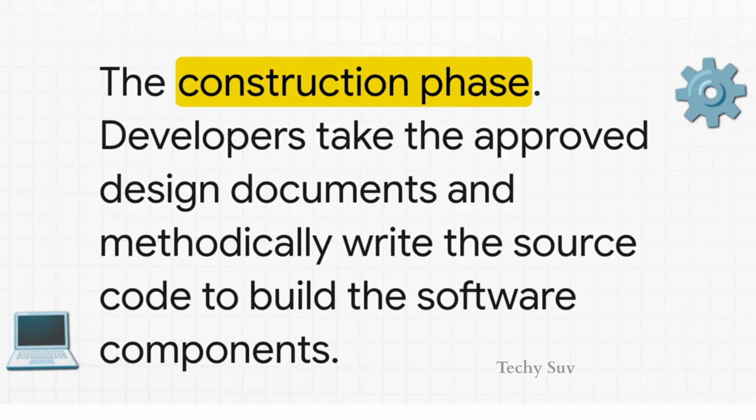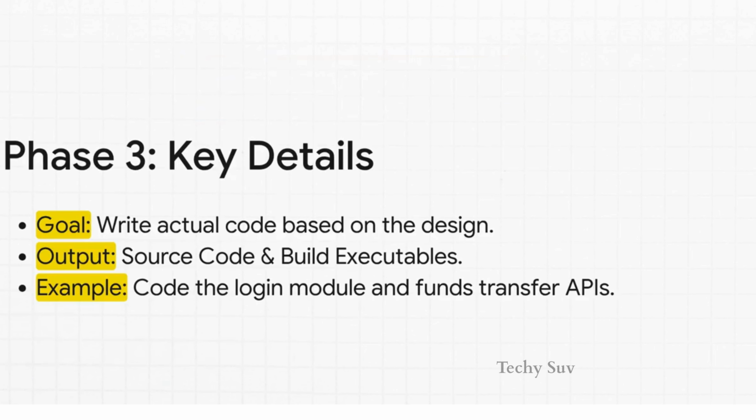Now, with the blueprint approved, we finally get to the implementation phase. This is the moment we've been waiting for. It's where the programmers actually roll up their sleeves and start writing code. Now, the developers take those super detailed design documents and just translate them into working code. They're not making things up as they go. They're methodically building each little piece exactly as it was specified.